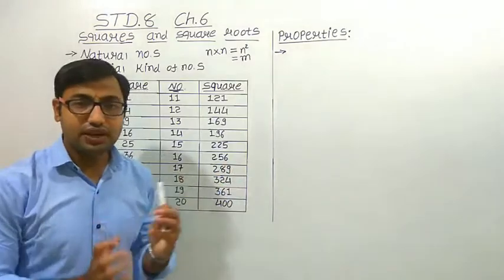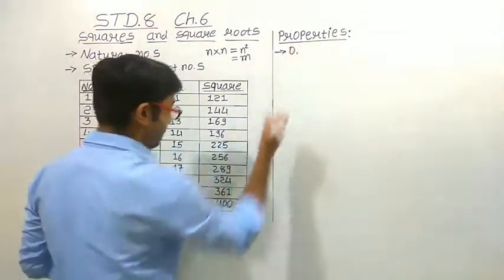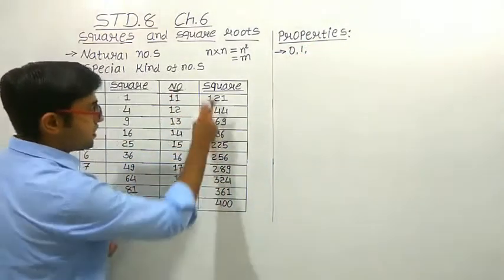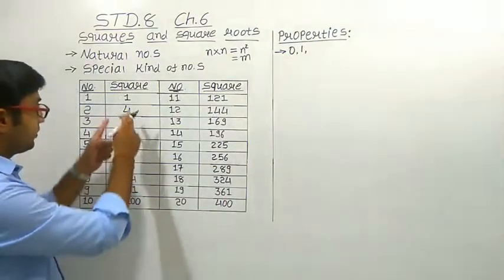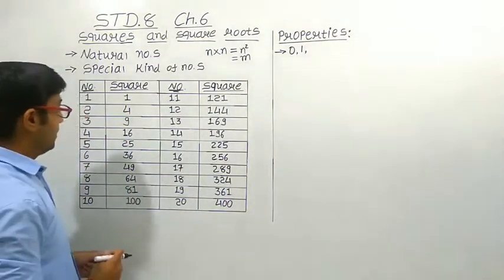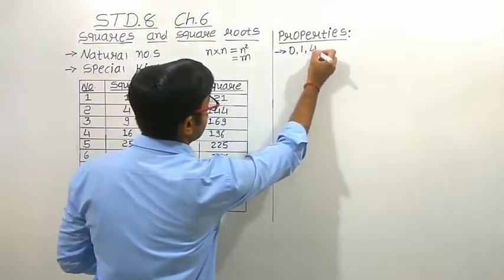So what kind of digit we get at the unit place? We get 0 as a unit place? Yes. Can we get 1 as a unit place? Yes. Can we get 2 as a unit place? See? No. Can we get 3 as a unit place? No. Can we get 4 as a unit place? Yes. 4 we get as a unit place.